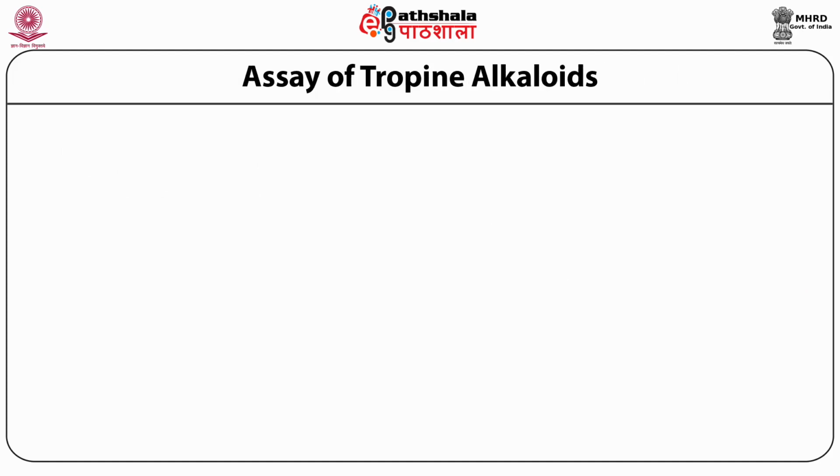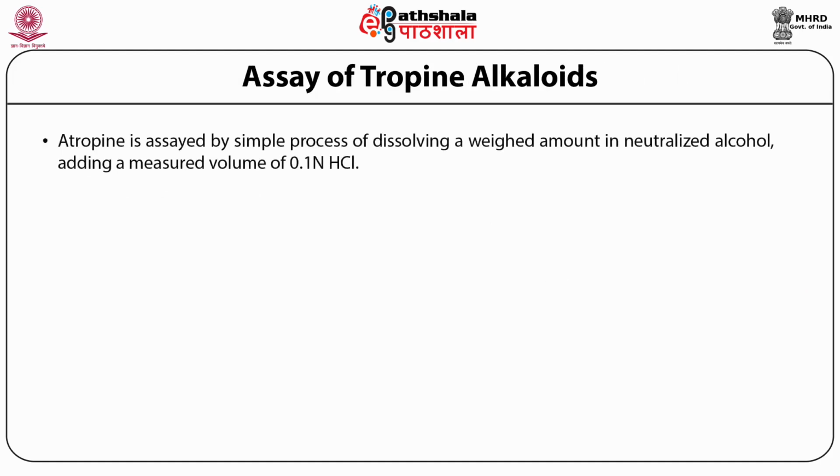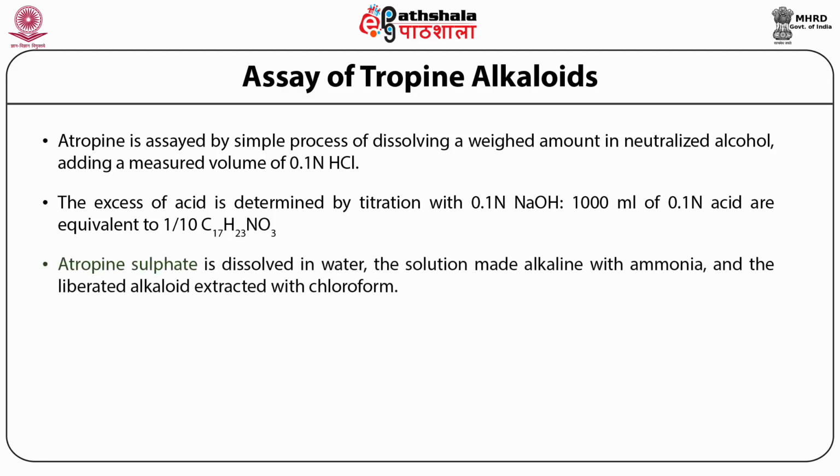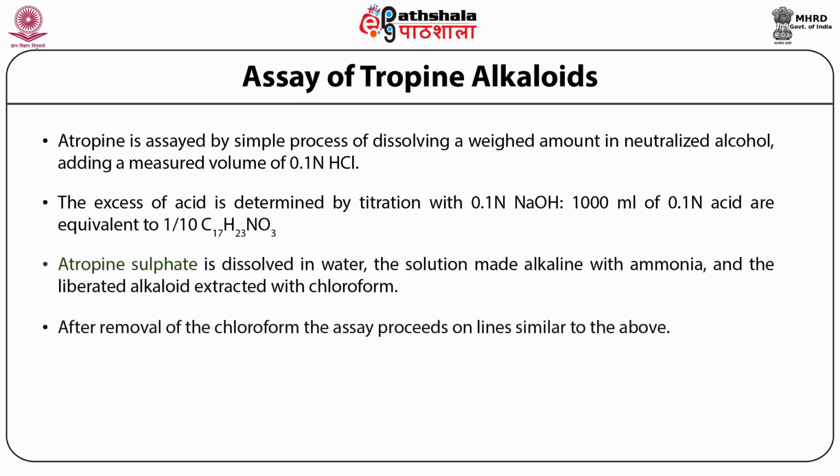The assay of tropane alkaloids involves a simple process of dissolving a weighed quantity in neutralized alcohol, followed by adding a measured volume of 0.1 normal HCl. The excess of acid is determined by titration with 0.1 normal NaOH. An equivalent factor of 1000 ml of 0.1 normal acid equaling 1/10th of a mole of atropine is used. In case of atropine sulfate, the substance is dissolved in water, the solution is made alkaline with ammonia, and the liberated alkaloids are extracted with chloroform. After removal of chloroform, the assay proceeds on similar lines as above.